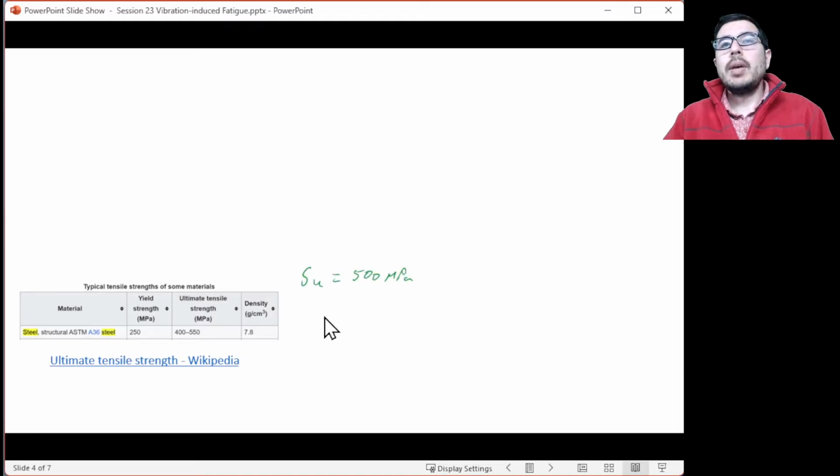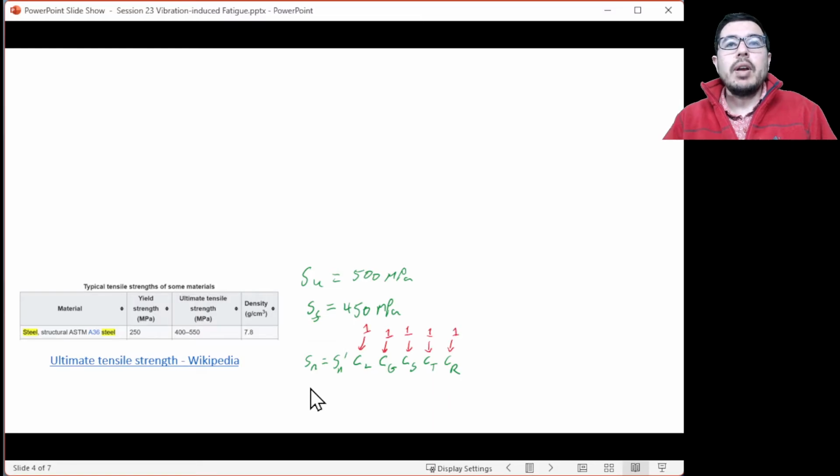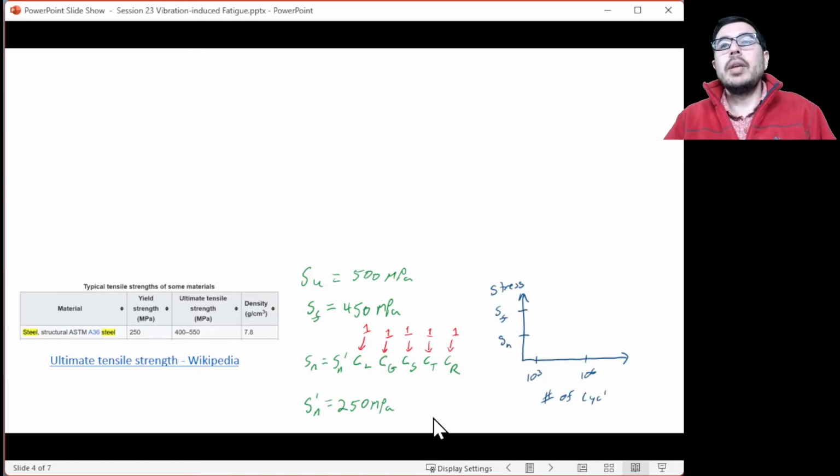So 500 megapascals, yes, the yield strength is 250 megapascals. The low cycle fatigue strength, or 1000 cycle fatigue strength, is going to be 0.9 times Su, which will give us 450 megapascals. And then we can figure out what Sn prime is by taking the ultimate tensile strength and multiplying by 0.5 and all these different factors. So when we do that, we get that Sn will be about 250 megapascals as well.